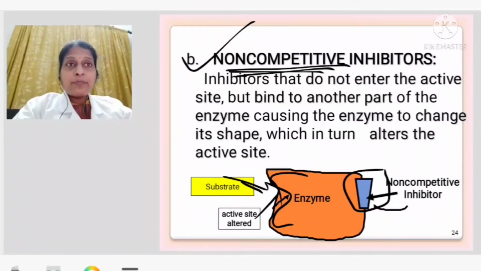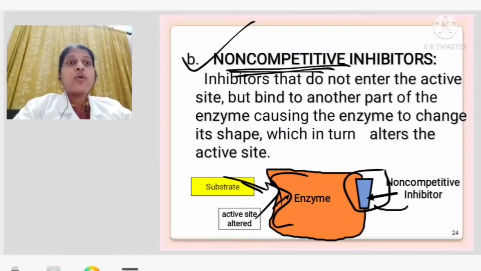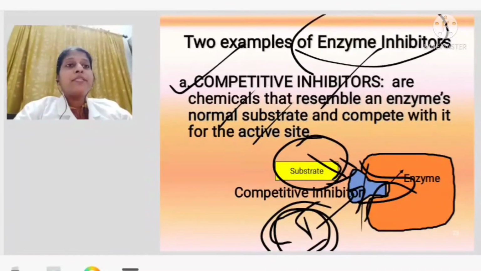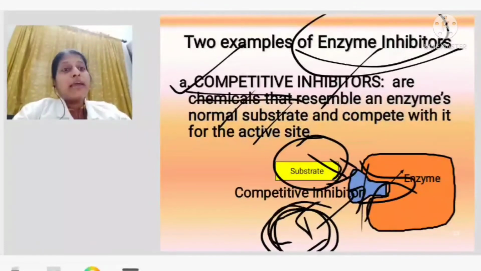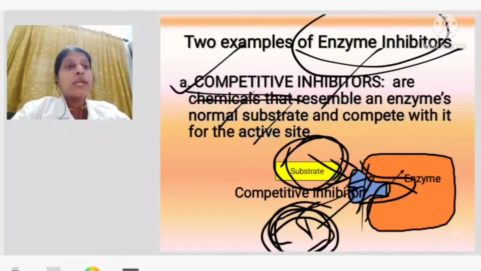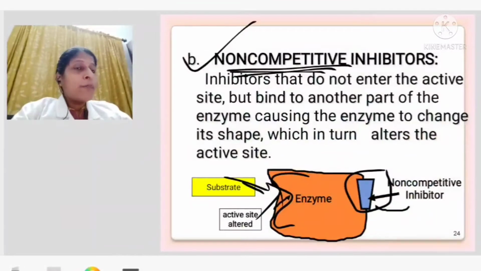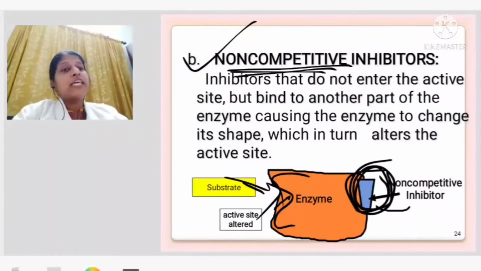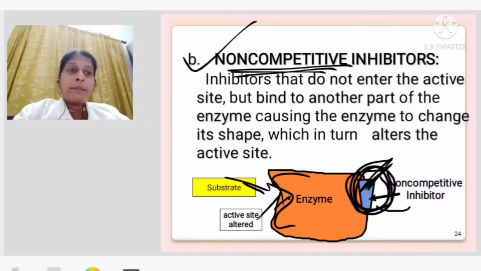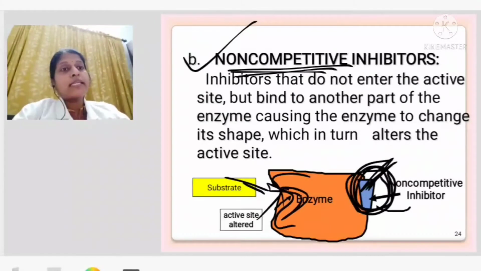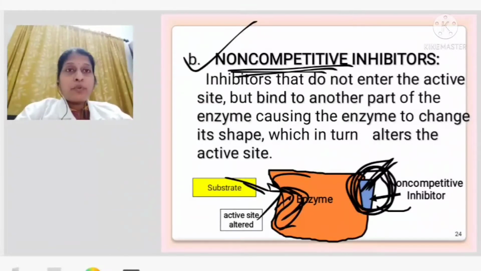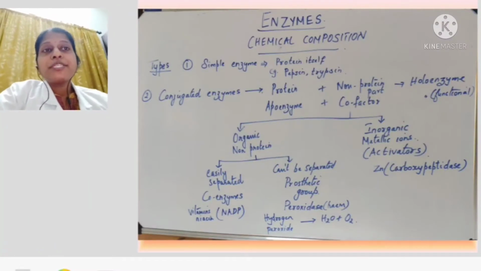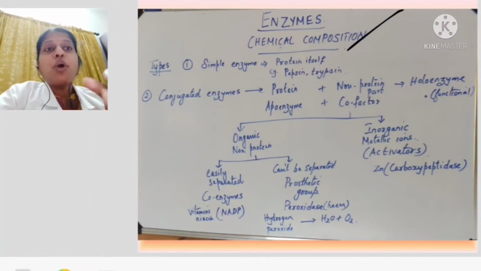So this set of substances we call as what? Non-competitive inhibitors. So two examples of enzyme inhibitors are there. One is competitive, which has a structure similar to the substrate, so they go and attach to the active site. Non-competitive ones do not have a similar structure, but these substances go and attach to any other place of the enzyme. Thereafter they alter the active site so that the process does not take place. Understood? The next topic we are going to discuss is the chemical composition of the enzymes.